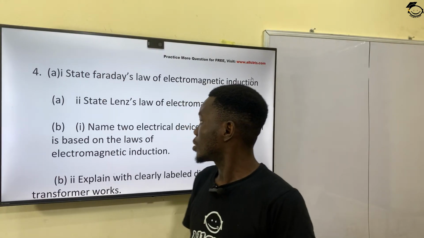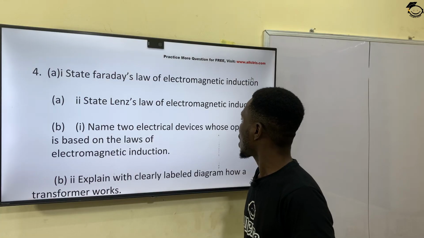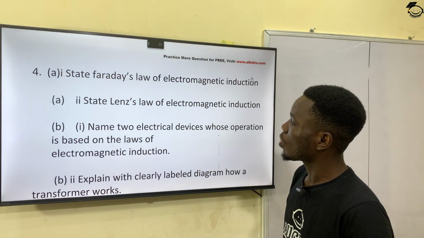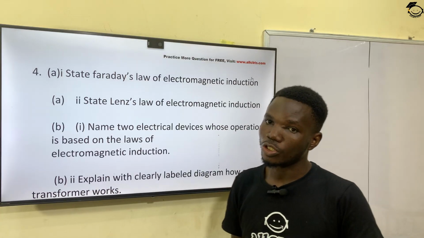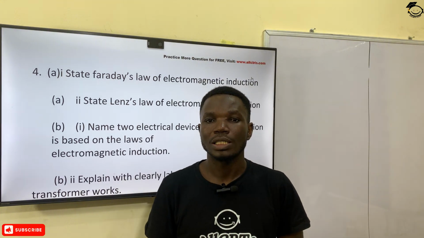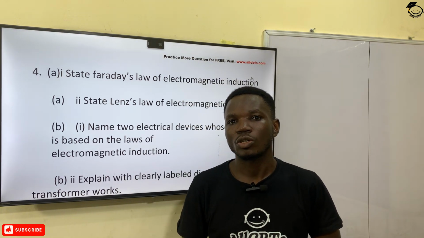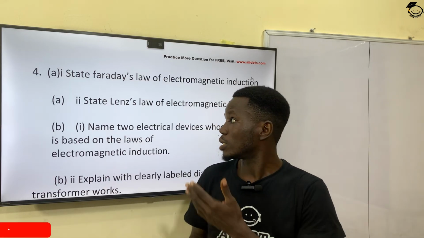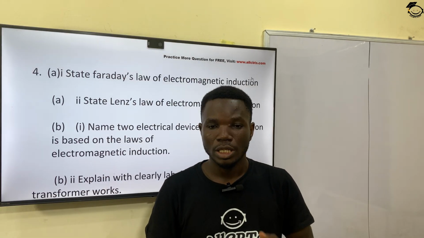Moving on to the next question. It says, name two electrical devices whose operation is based on the laws of electromagnetic induction. One of the devices whose operation is based on electromagnetic induction is the induction coil. Then we also have electric generators. They use these laws of electromagnetic induction.